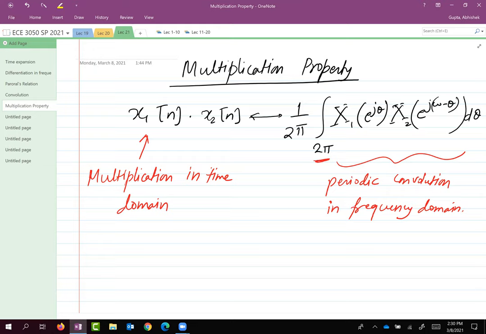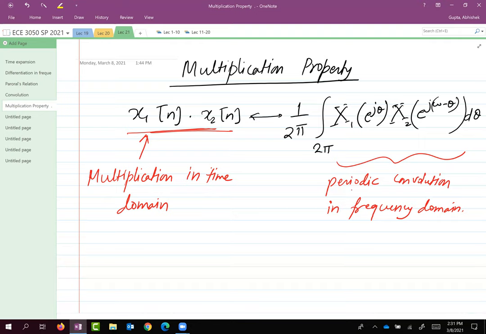Okay, so if it was a continuous time signal, we had studied that in the multiplication property, the multiplication in time domain is the usual convolution in frequency domain. That's for the continuous time signal. In the discrete time signal, the property is slightly different. So multiplication in time domain is periodic convolution in frequency domain. Okay, and the word periodic comes because you are taking the integral for any interval of length 2 pi, because this signal x1 and x2, they are periodic signals. Okay, so that's the multiplication property.